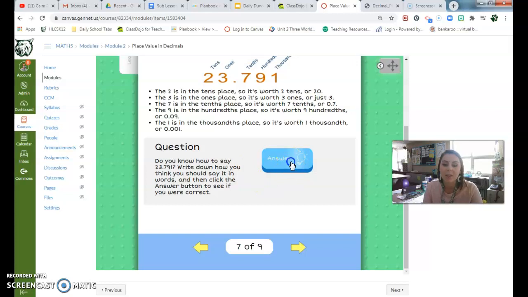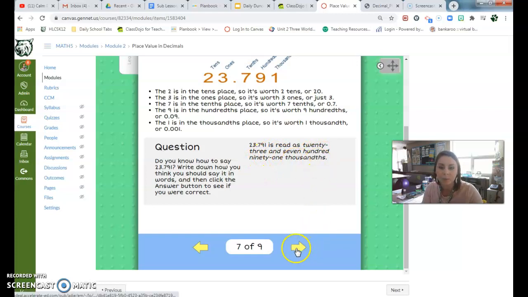All right, the answer is 23 and 791 thousandths. Whenever you see the decimal, that's when you say the word and, okay? And you always want to end stating the place value your last digit is in. So my 1 is in the thousandths place value. That's why I ended off with 791 thousandths.